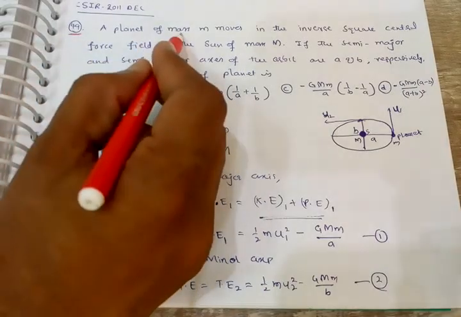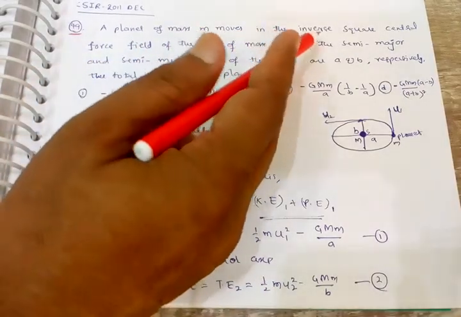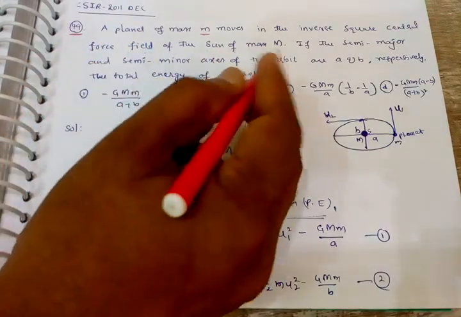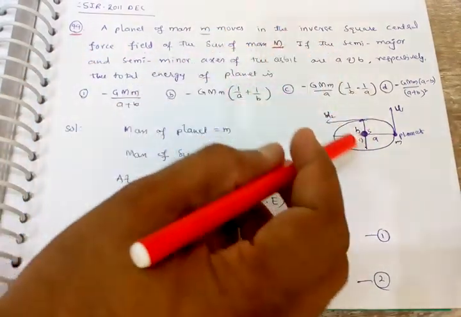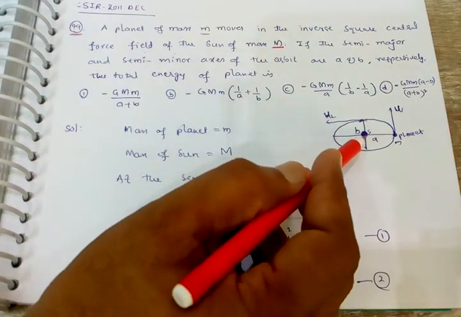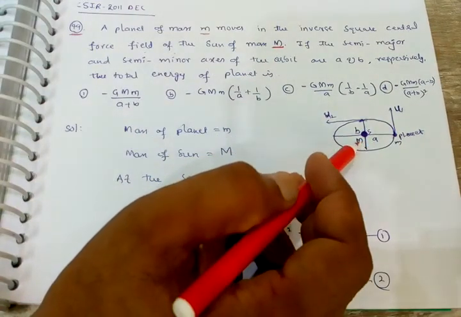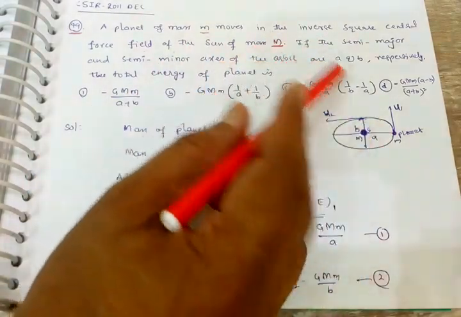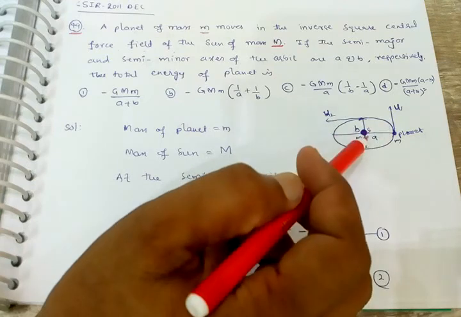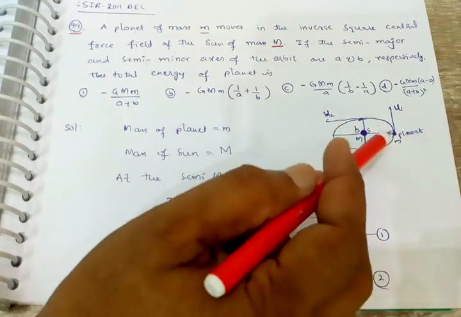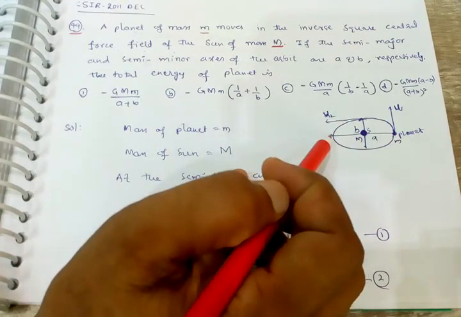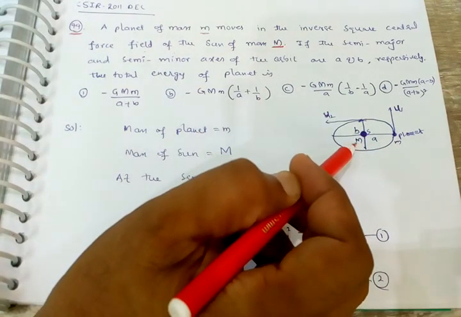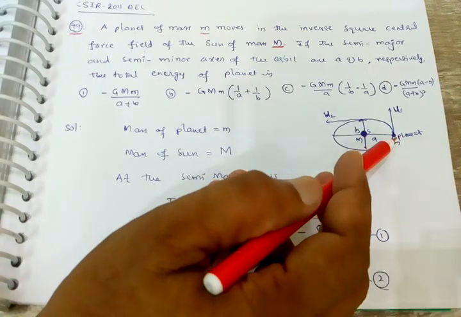A planet of mass small m moves in the inverse square central force field of the sun of mass capital M. So this is the sun, this is the planet. The planet is revolving around the sun under the central force field. The mass of the sun is capital M, the mass of the planet is small m.